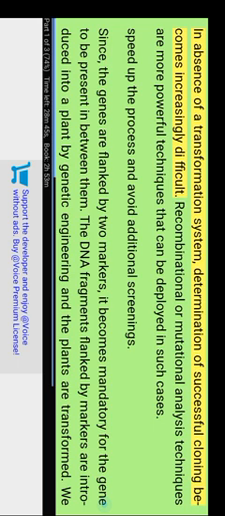In the absence of a transformation system, determination of successful cloning becomes increasingly difficult. Recombinational or mutational analysis techniques are more powerful techniques that can be deployed in such cases. They speed up the process and avoid additional screenings. Since the gene is flanked by two markers, the gene must be present between them. The DNA fragments flanked by markers are introduced into a plant by genetic engineering, and the plants are transformed.